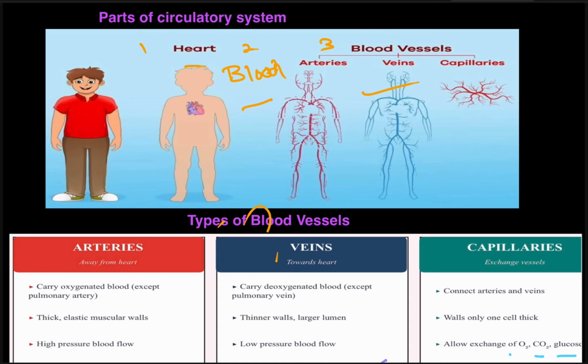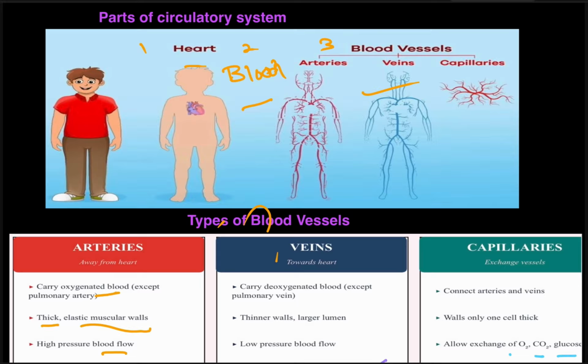So basically blood vessels are of three types: the arteries, veins and capillaries. Arteries carry oxygenated blood, which is oxygen-rich blood, away from the heart to all the body parts. As they are carrying the blood from the heart, they have very thick and elastic muscular walls to withstand the high blood flow.